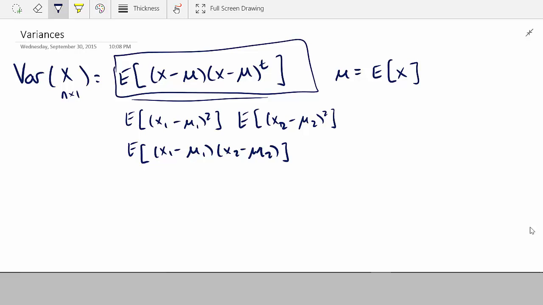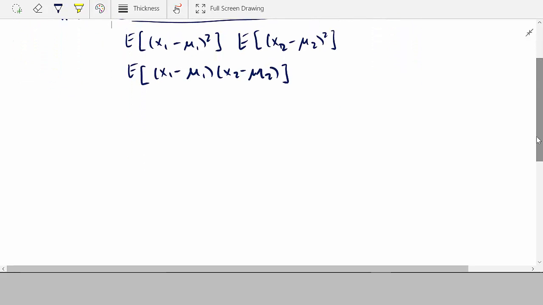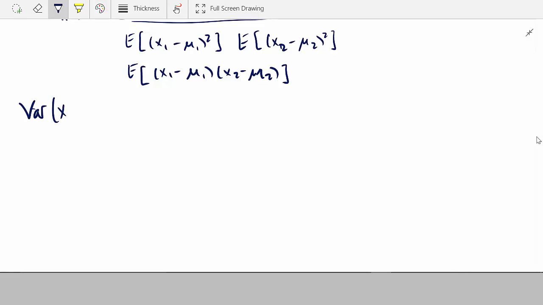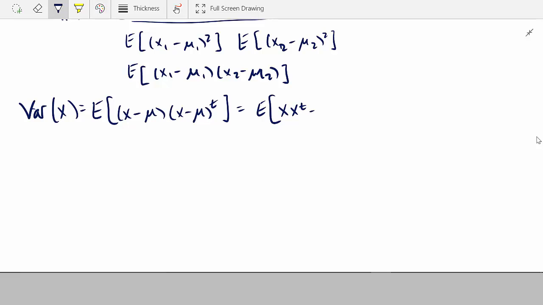And just like the variance calculation for univariate random variables has a shortcut formula, the variance calculation for multivariate random variables also has a shortcut calculation. So the variance of x is the expected value of x minus mu times x minus mu transpose. So let's use our rules. That's the expected value of x x transpose minus x mu transpose minus mu x transpose plus mu mu transpose.